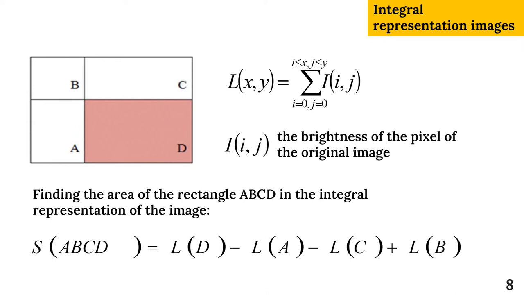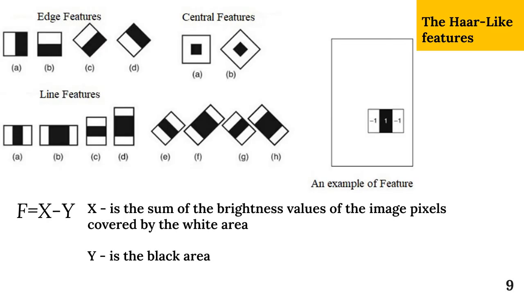This calculation can be reduced to just 3 operations. In the classical Viola-Jones method, the Haar-like features are used, which are represented in the slide. These features are calculated in the following way. Actually, for this purpose, the integral representation of the image considered above is used. The AdaBoost algorithm is used to select useful features.